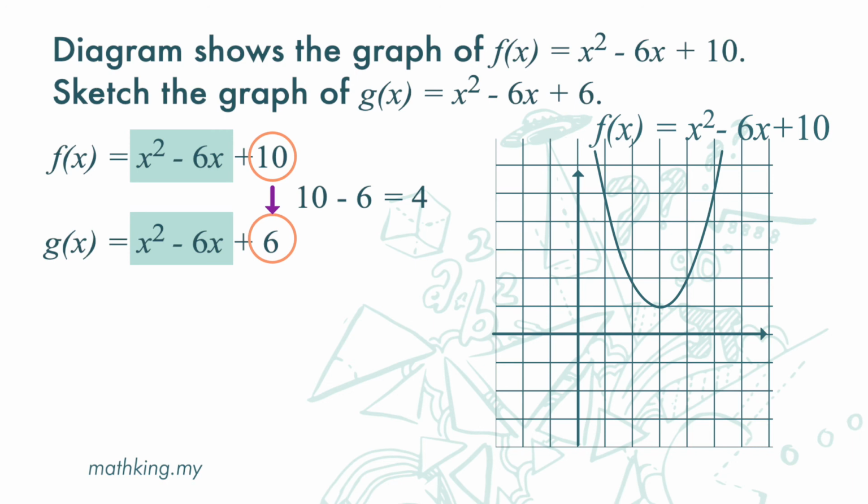Since this is just a sketch, we are going to make use of the minimum point. The y-coordinate is going to be reduced by 4. And we get the new minimum point. And this is the graph of g(x) equal x squared minus 6x plus 6.